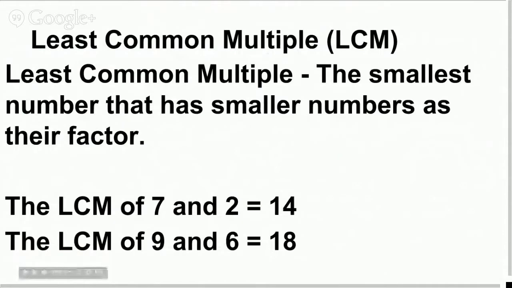All right, least common multiple. This is the smallest number that has smaller numbers as their factor. So the least common multiple of 7 and 2 is 14.